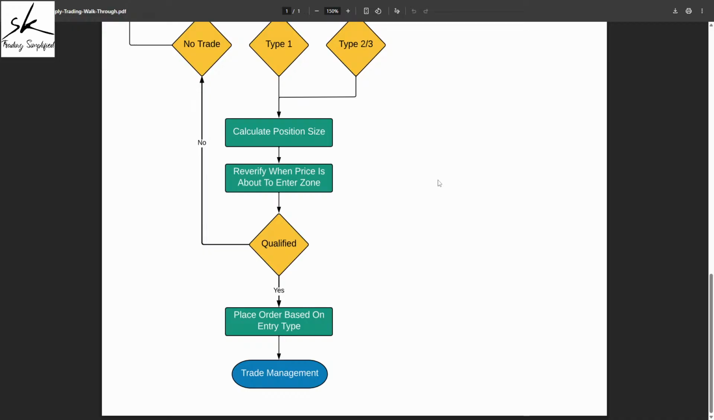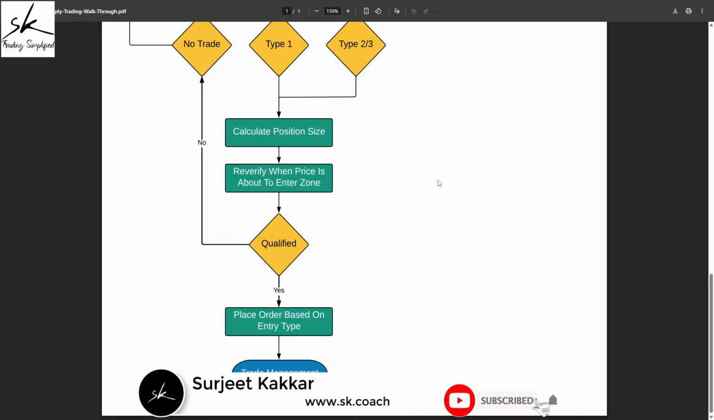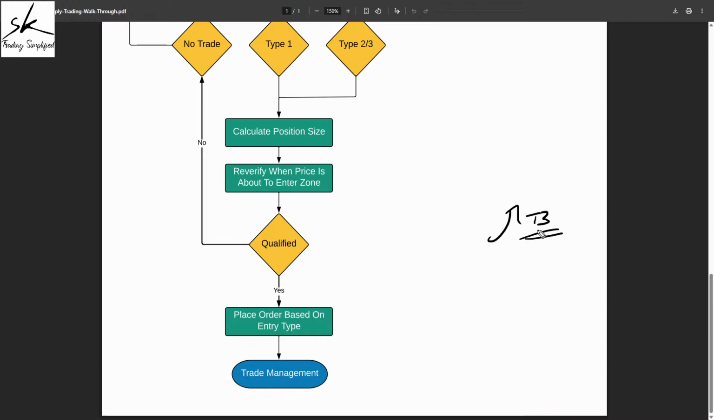Is it necessary for all the demand zones to be retested before breaking out of structure? See, the fact is, when the price is coming back into the zone, that is the time we enter the trade, right? If you're waiting for it to break out and then take the trade, that is what we call a type 3 trade. Type 3 trades, if you're trying to do them, you might miss a lot of opportunities.